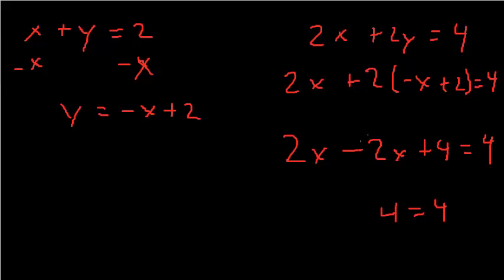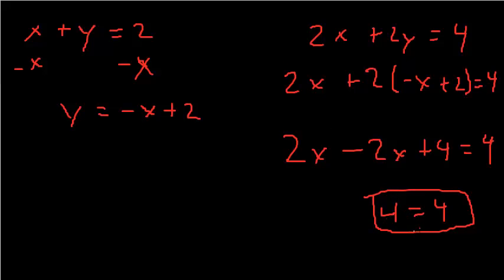Now, when my variables cancel out and I'm left with something true, that means I have infinitely many solutions. That basically means that these two equations, if I were to graph them, overlap each other. They're the same line. So in this case, any solution that works for one equation will also work for the other equation because I got something true.